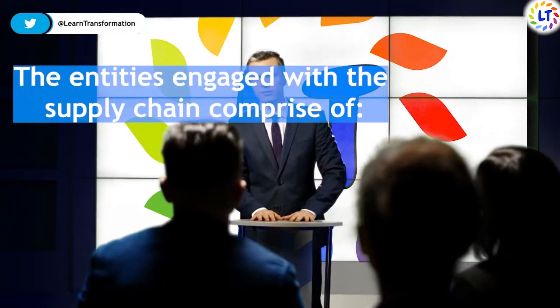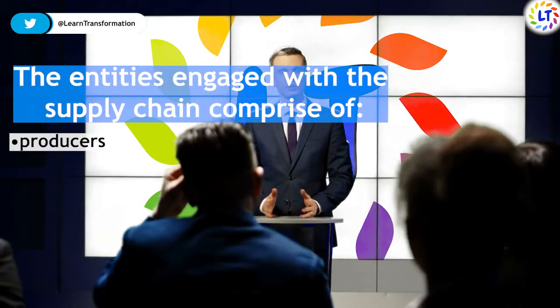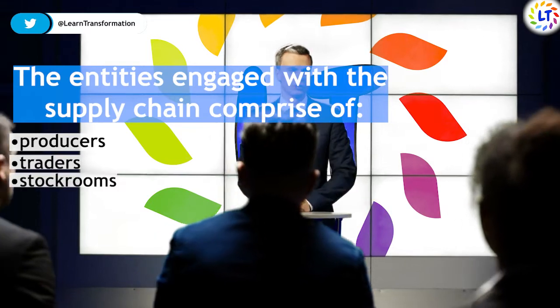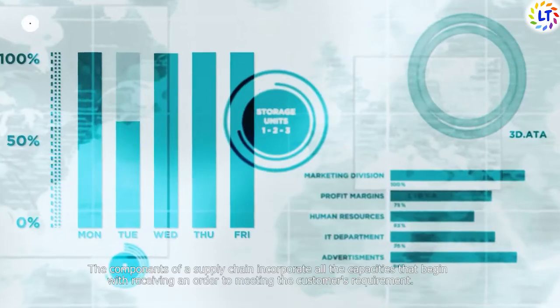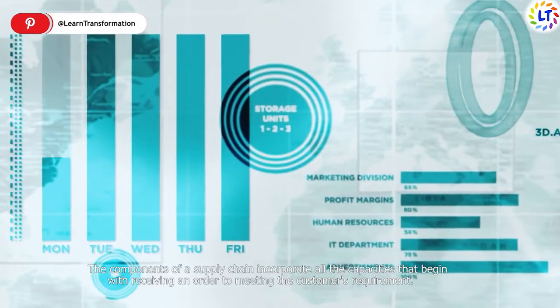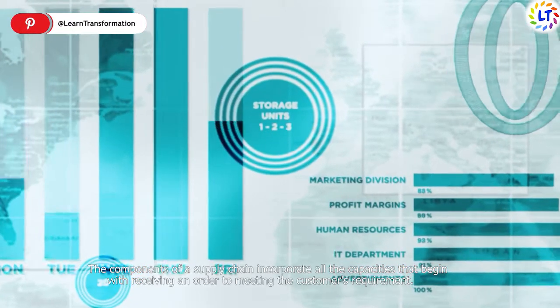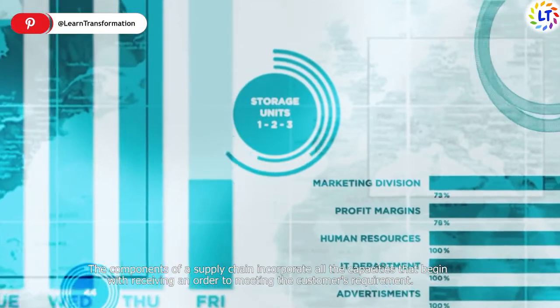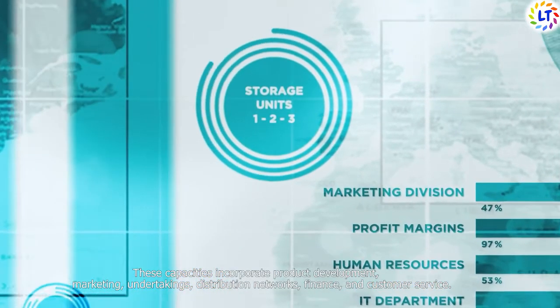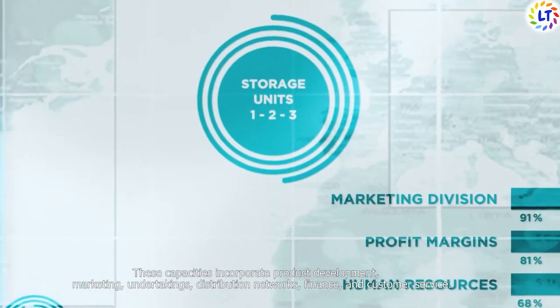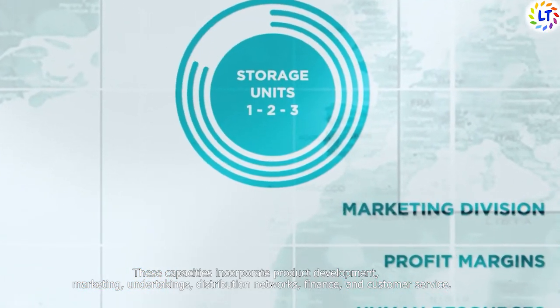Some of the entities engaged with supply chain are producers, traders, transportation companies, conveyance centers, and retailers. The components of supply chain incorporate all the capacities that begin with receiving an order to meeting the customer's requirement. These capacities incorporate product development, marketing, distribution networks, finance, and customer service.